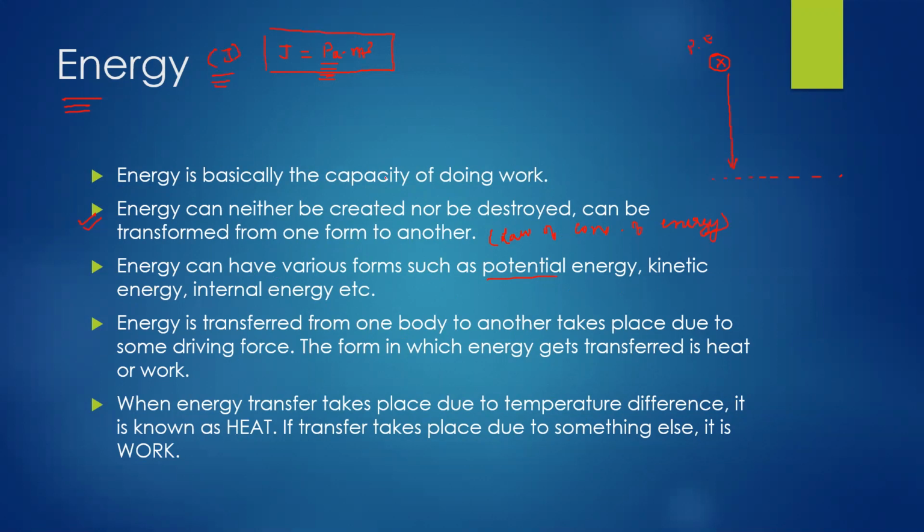Kinetic energy is the energy possessed by a body by virtue of its motion. If a body is moving, if a body has a certain velocity, then that body is said to have energy. That energy is known as its kinetic energy. And internal energy is the energy that is stored within the body. We'll discuss more on internal energy further in this video. But for now, these are the three different forms of energy that we have discussed. There are many more: mechanical energy, thermal energy, right? There are many forms of energy that can be discussed.